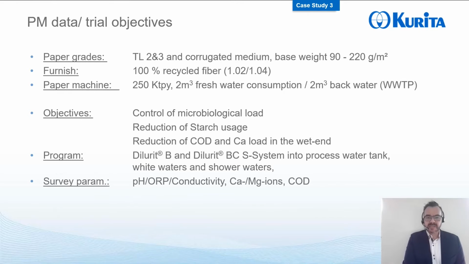In the last case study, we are again speaking about the same KPIs like COD removal, but we also aimed to reduce the calcium level and to reduce the starch which is used in the paper machine itself. Here a specialty of this paper machine is that only 2 cubic meters of fresh water is used in the application itself.